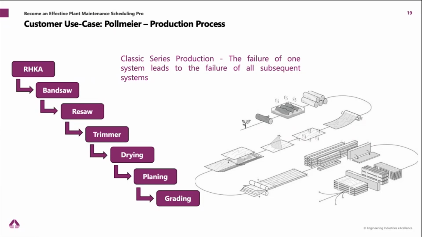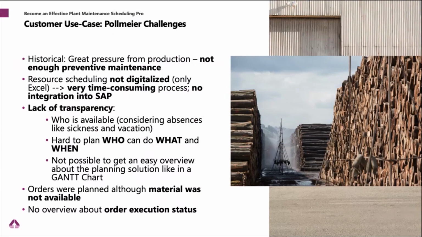So what were the challenges for Pollmeyer so far? Historically, they received great pressure from the production because in the past they did not do enough preventive maintenance. This led to a situation where they sometimes ran into failures which had to be fixed very, very fast. That's also where they wanted to get away from it, to look more into preventive maintenance, of course, which has to be scheduled in a smart way.